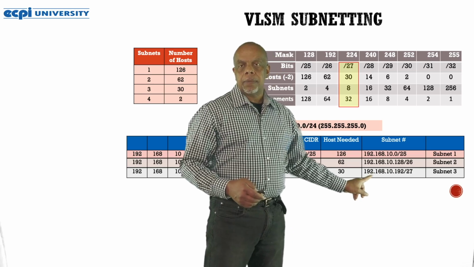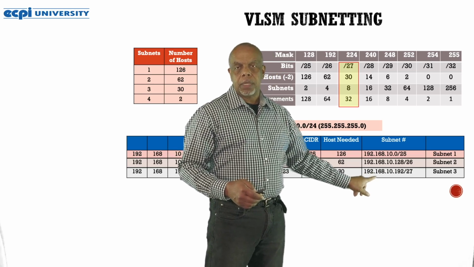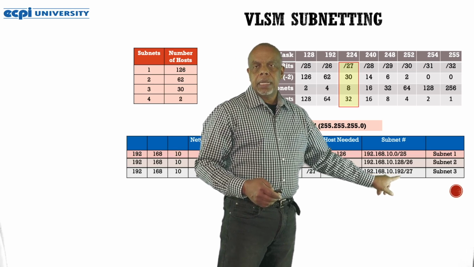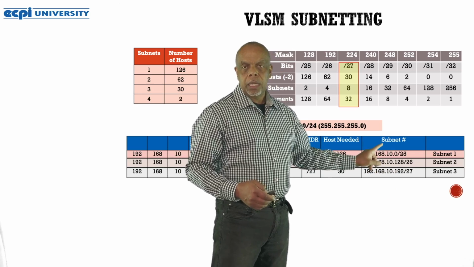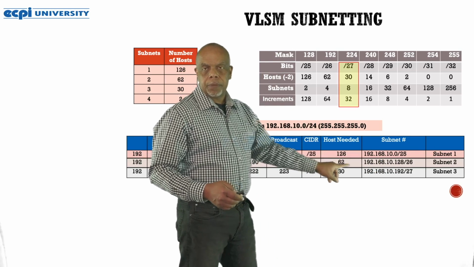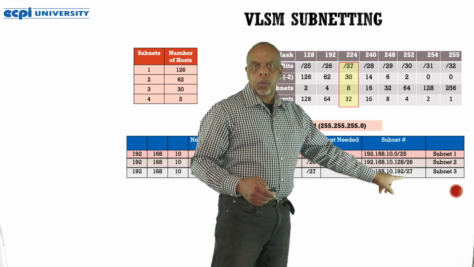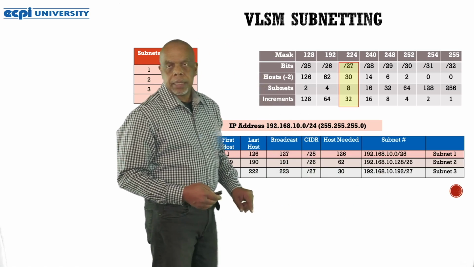And the ID for this is going to be 192.168.10.192, right? Well, how do I get 27? Okay.